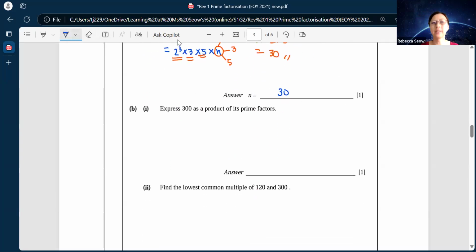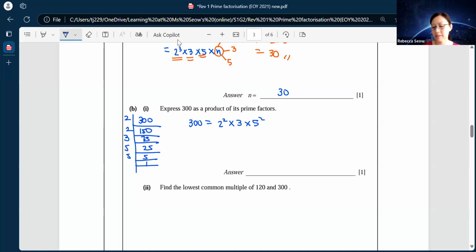Okay, next question. Express 300 as a product of its prime factors. Straightforward question. Let's do our working. Divide by 2, 150. Divide by 2, 75. Divide by 3, 25. Divide by 5, 5. And divide by 5 again, that's 1. 2 squared, multiplied by 3, multiplied by 5 squared.